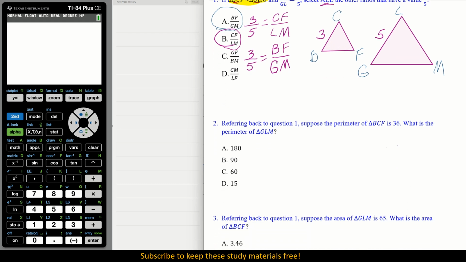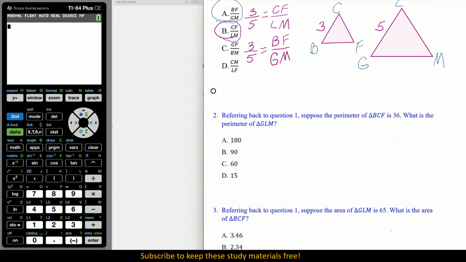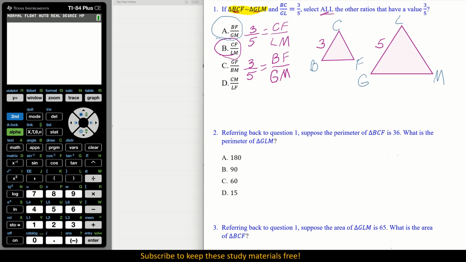Okay, number 2. Referring back to question 1, what is the perimeter of BC? Suppose the perimeter of BCF is 36. So the smaller perimeter is going to be 36. So I'm going to write the small one equals 36. And then the larger one, what is the perimeter of the larger one? Well, that'll be our X.